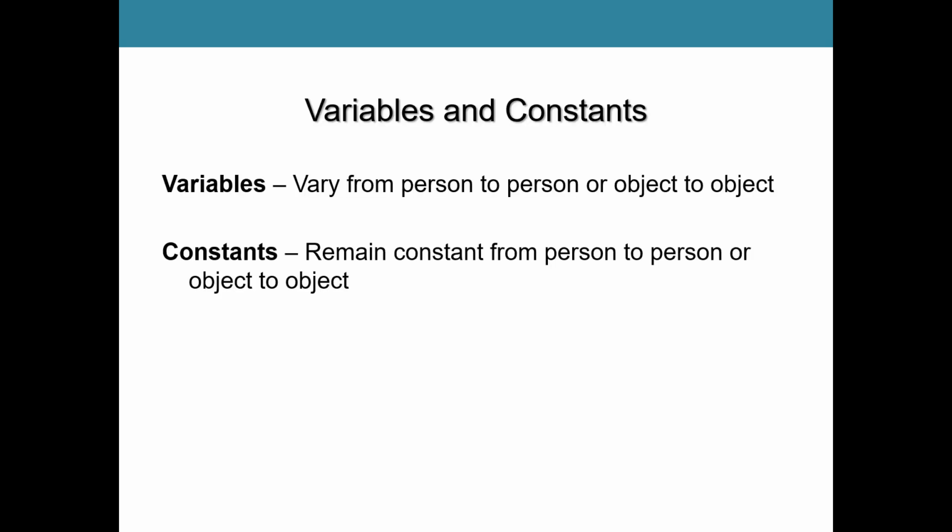Another key term that we have to think about when we're doing social research is constants. So variables vary from person to person and object to object. I gave you the example of my table. I gave you the example of college major. There's lots of variables out there. But constants are something that remain constant from person to person or object to object. The best way to explain the difference between variables and constants is to give you an example. So that's what I'm going to do next.